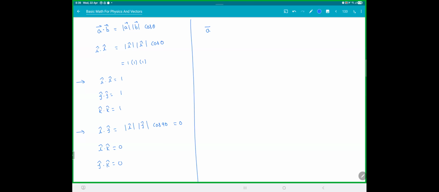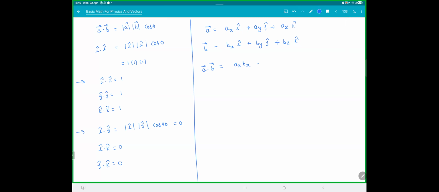Now if you have two vectors, a bar, which is ax i cap plus ay j cap plus az k cap, and if you have b bar, which is bx i cap, by j cap, and bz k cap. And now if I have to do a dot b, see what we do here. Remember, there are 3 terms and 3 terms here, so we have to multiply each thing with everything. So multiply ax with this, and ax with this. I'll just write it down. It's a little lengthy, but let's see.